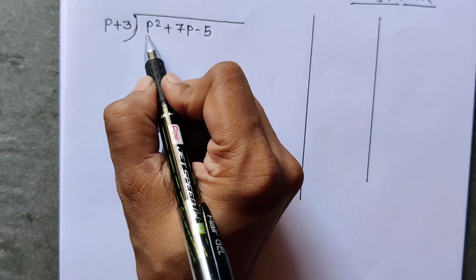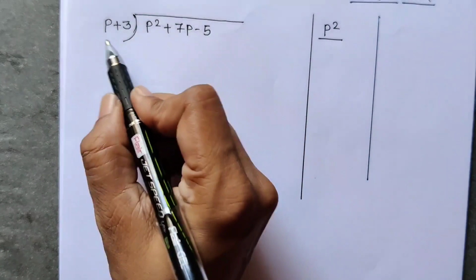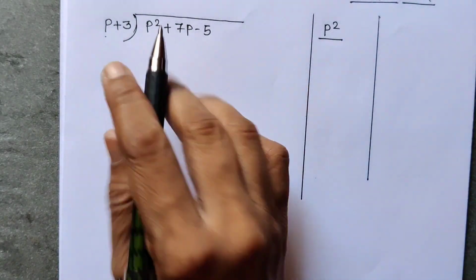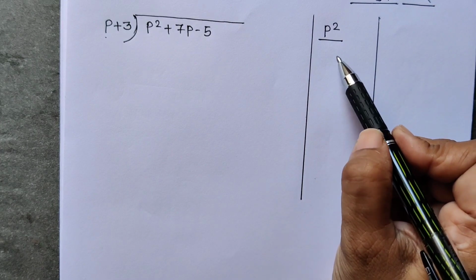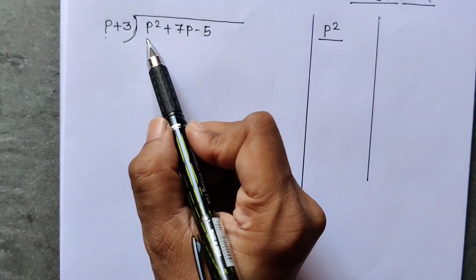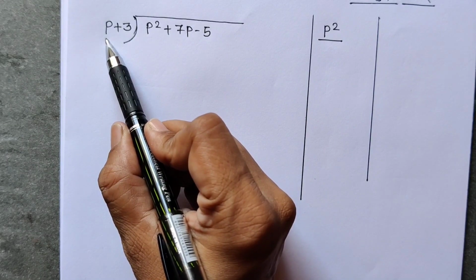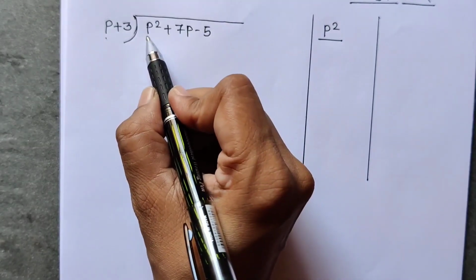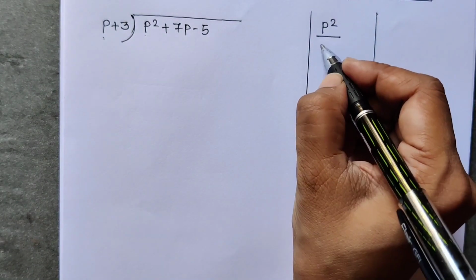First we have to take the first term from the dividend, p square, and divide by the first term from the divisor to get the quotient. What we have to write in the quotient, that idea we will get by dividing the first term from the dividend and the first term from the divisor. So the first term from the dividend is p square, the first term from the divisor is p. So divide p square by p.